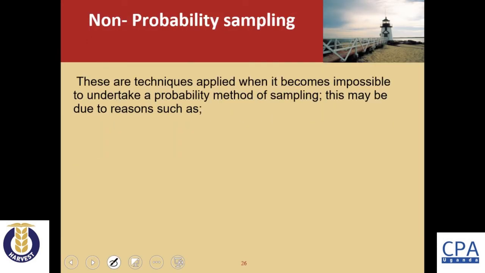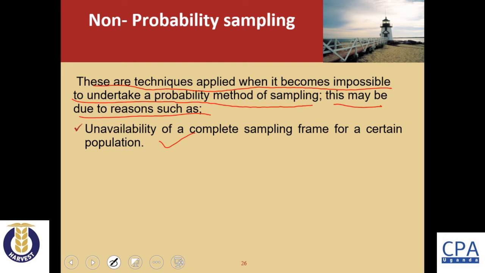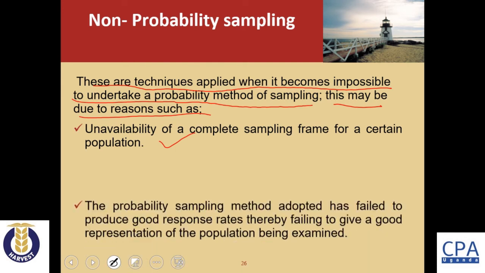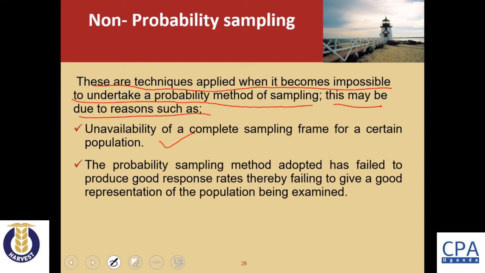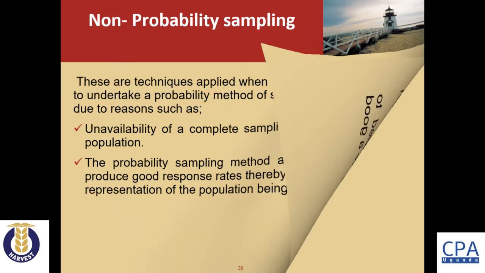In the case of the non-probability sampling methods, you can make use of the following that are going to be examined. Of course, we begin by saying that these are techniques applied when it becomes impossible to undertake a probability method of sampling. This may be due to the following reasons. One, unavailability of a complete sampling frame for a certain population. It can also be because the probability sampling method adopted has failed to produce good response rates, thereby failing to give a good representation of the population being examined.